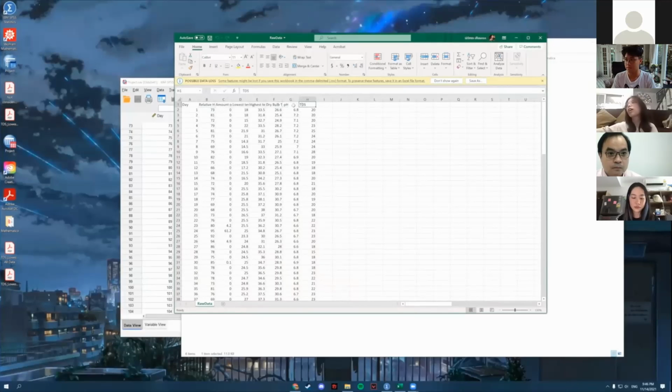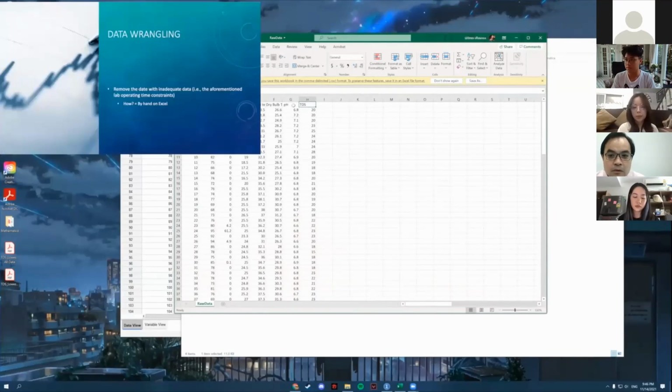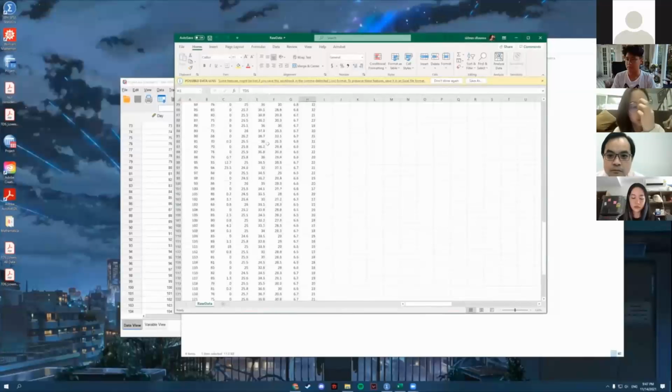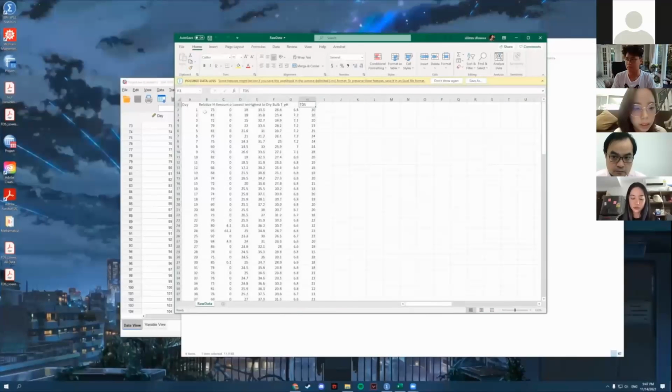And for the data wrangling process, my factory lab closes on every Sunday. So I couldn't use the data that I have gathered from the Thai Meteorological Department on Sunday. So I have to manually cut them. And this is the final data set that I have gathered. So in total, it consists of 7 columns and 136 rows.